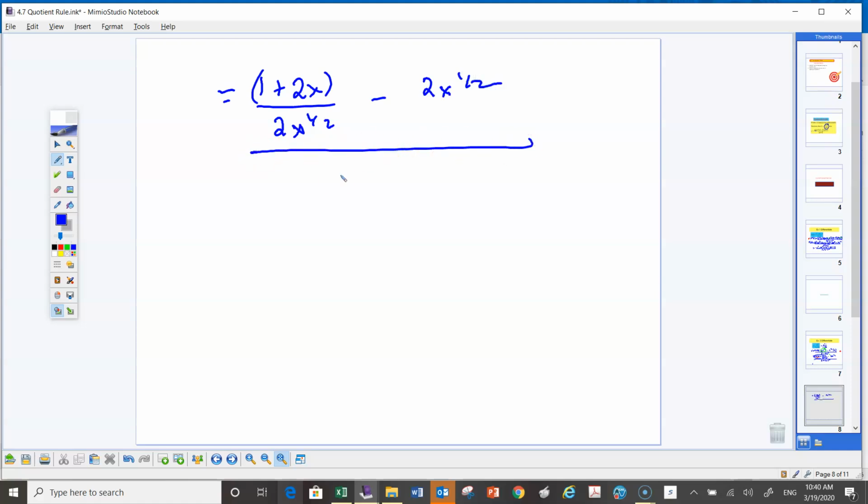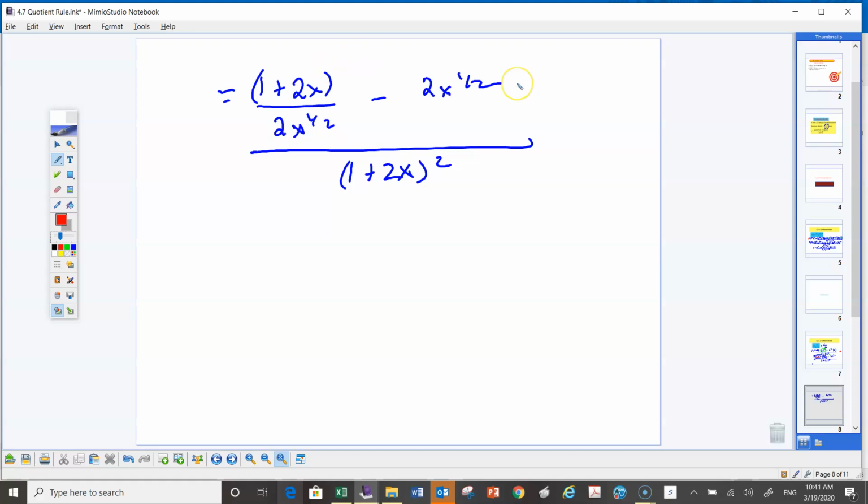And this is all over 1 plus 2x all squared. Now at this stage we have some options. We could get a common denominator in my numerator and then multiply by the reciprocal of the denominator and simplify it that way. I like to use a little bit of a shortcut, and what I like to do is get rid of any fraction in my numerator.